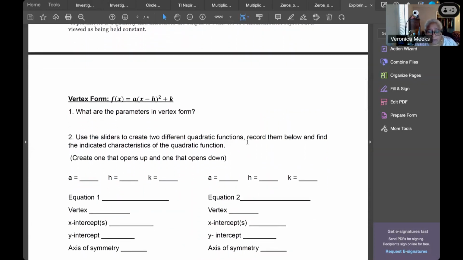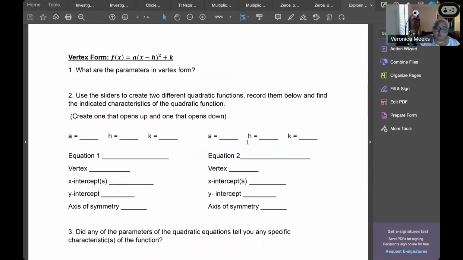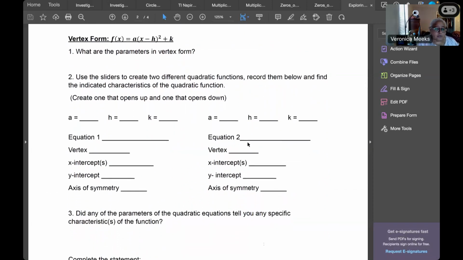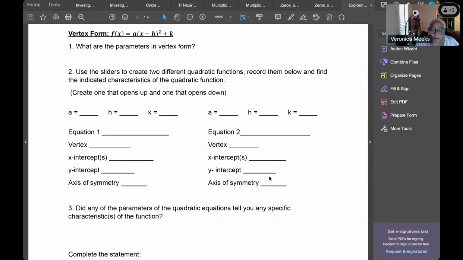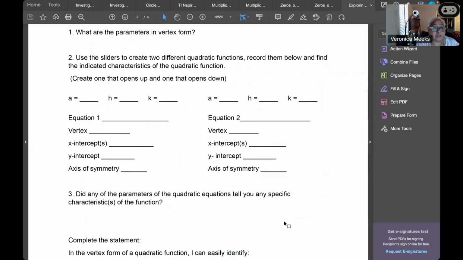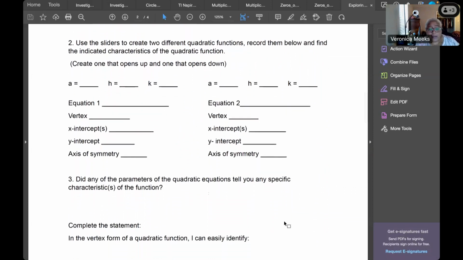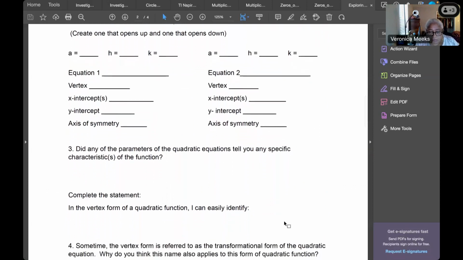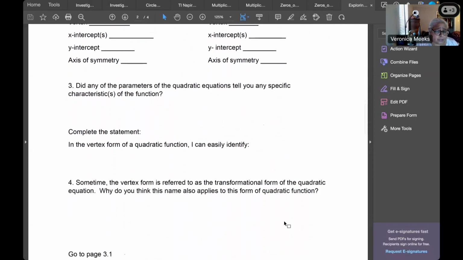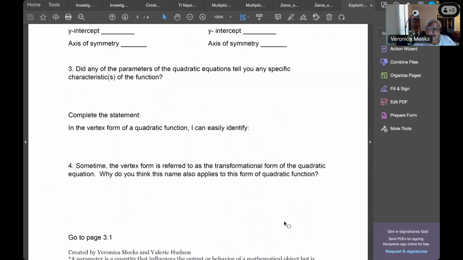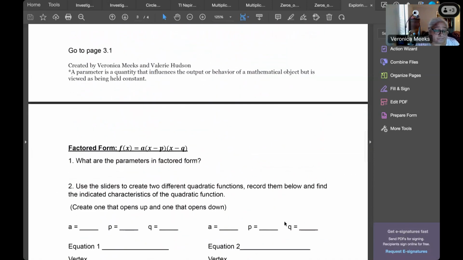And the same thing happens with the vertex form. What they have to do is find the same information, make up two equations, and they ask which one tells you something specific about the characteristics of the quadratic function, and then they have to make a statement. And so then we do the same thing with the factored form.